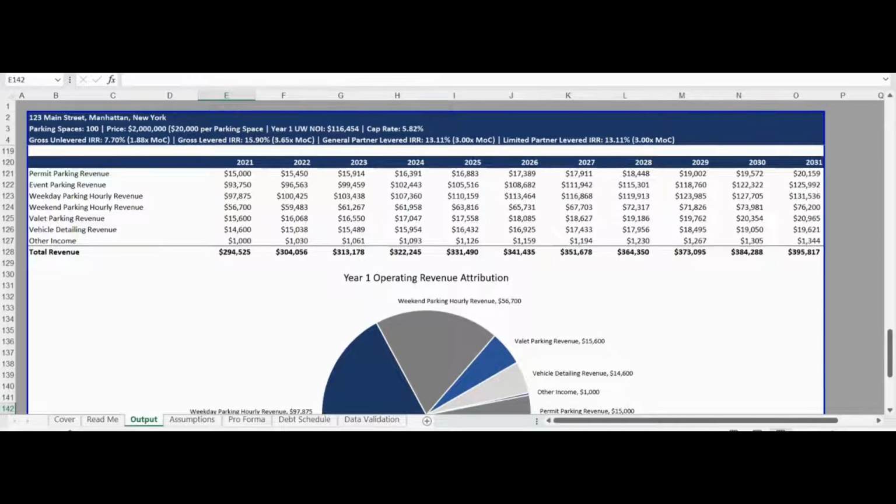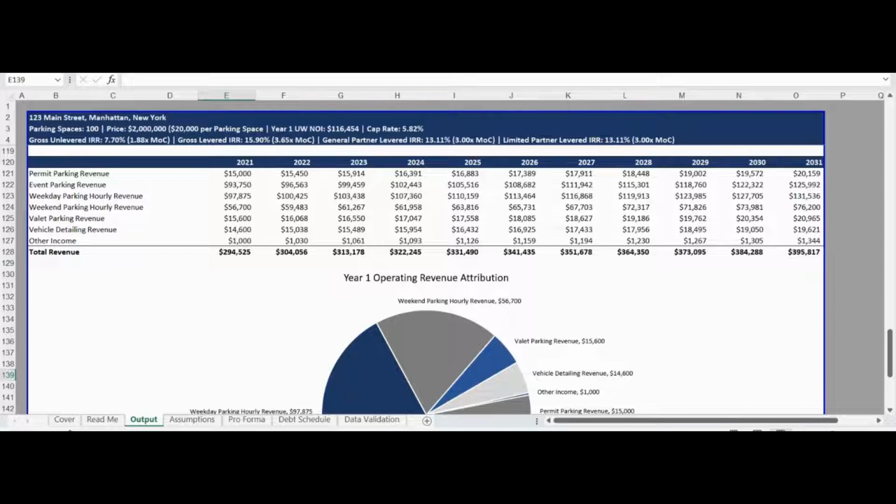The last section of the output report details a clean breakdown of the revenue attribution in data table and pie chart form for those who prefer the visualization. The revenue attribution is a useful tool because the parking lot investment could have up to 7 revenue streams.